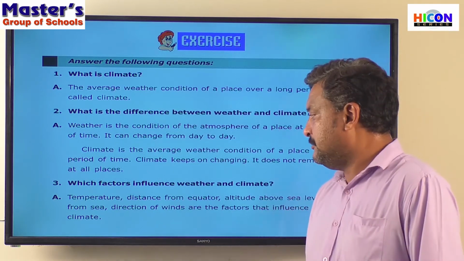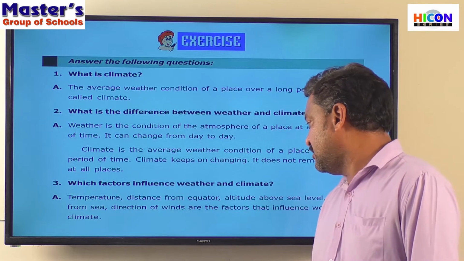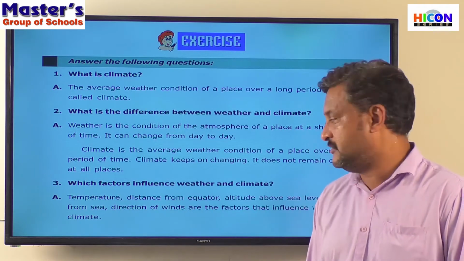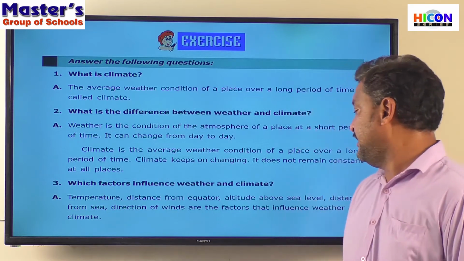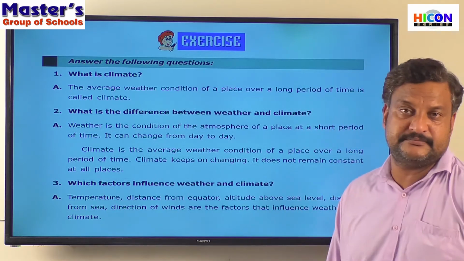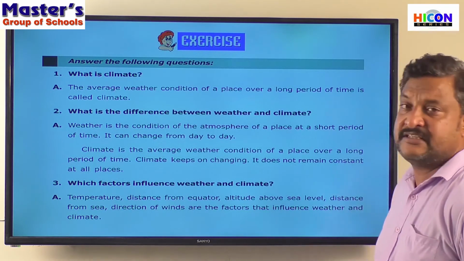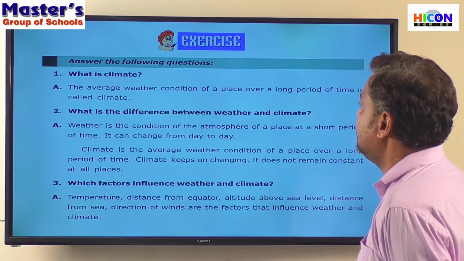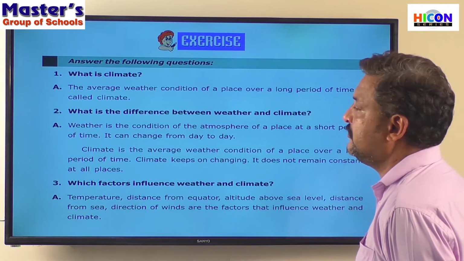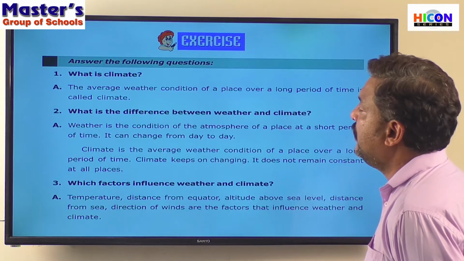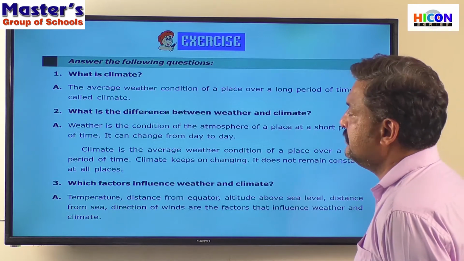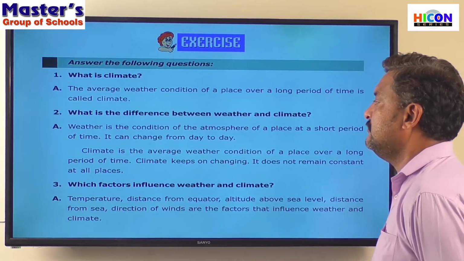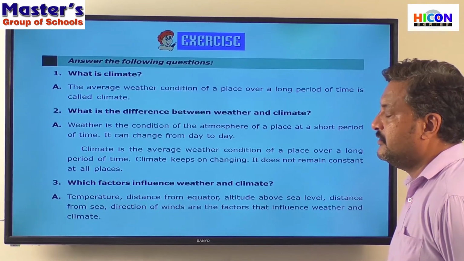Right? So temperature, distance from the equator, altitude above sea level, distance from the sea, direction of winds are the factors that influence weather and the climate. Right? So I'll read these questions once again. What is climate? The average weather condition of a place over a long period of time is called the climate. What is the difference between weather and climate? Weather is the condition of the atmosphere of a place at a short period of time. It can change from day to day.